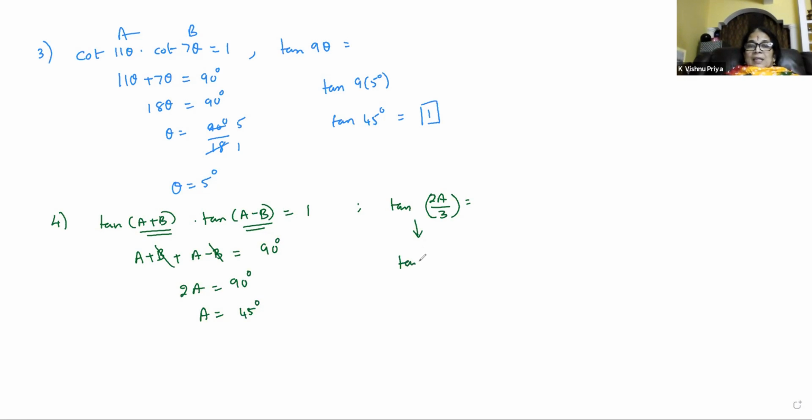So I will put tan of 2 into A, which is 45 degrees, by 3. That will give me tan 90 degrees by 3. And that is tan 30 degrees. What is the value of tan 30 degrees from the table? 1 by root 3. So I can say 1 by root 3 is the answer.